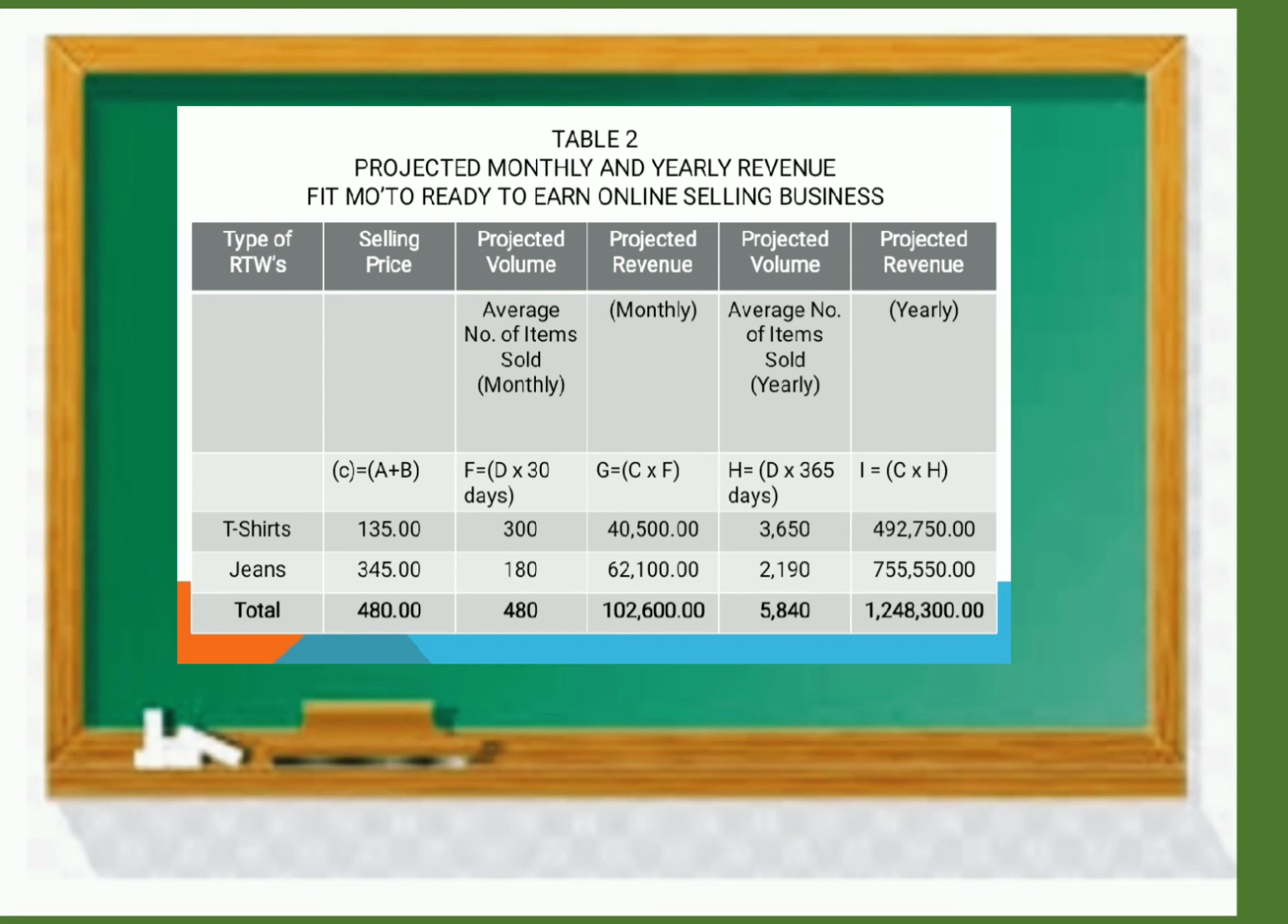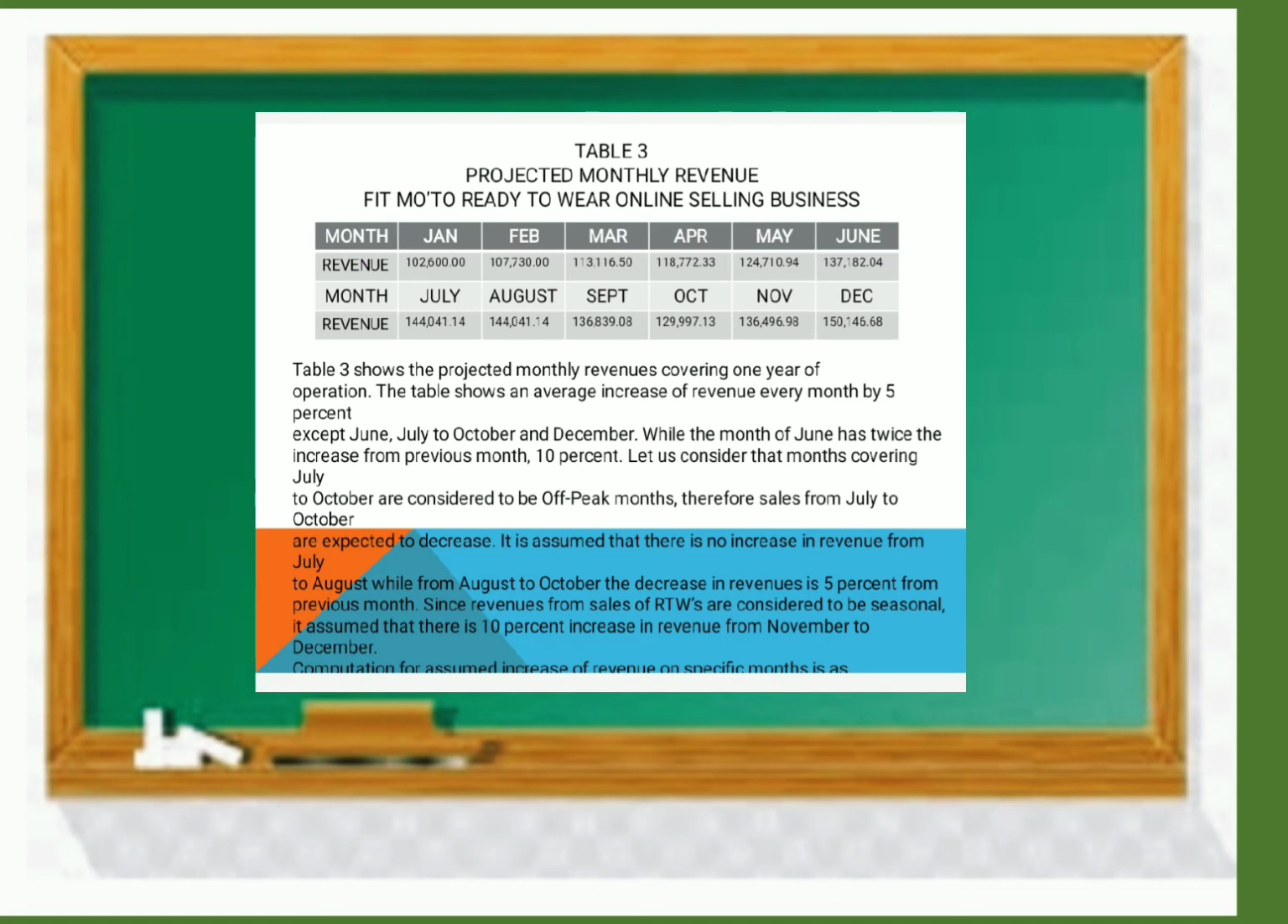So did you get what I am trying to tell you about our projected revenue or the forecastings of our business? So in the table 3, we have also here the projected monthly revenue of FETMUTU Ready to Wear online selling business. So month, January, February, March, April, May, and June. So table 3 shows the projected monthly revenues covering 1 year of operation. So the table shows an average increase of revenue every month by 5%, except June, July, to October and December, while the month of June has twice the increase from previous month, 10%.